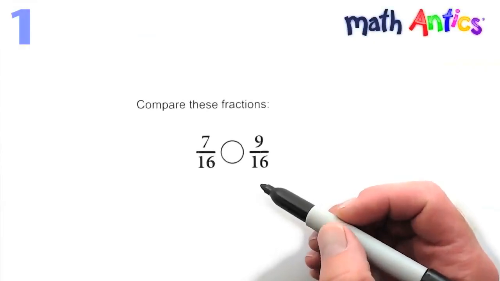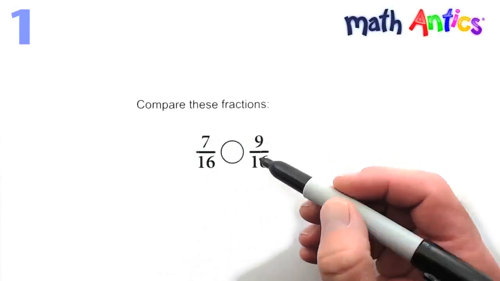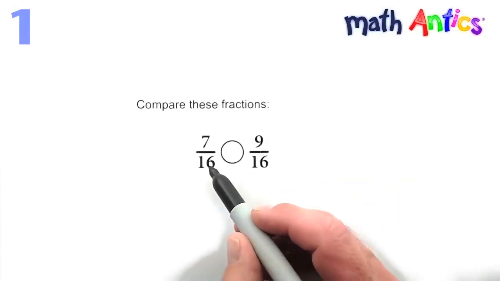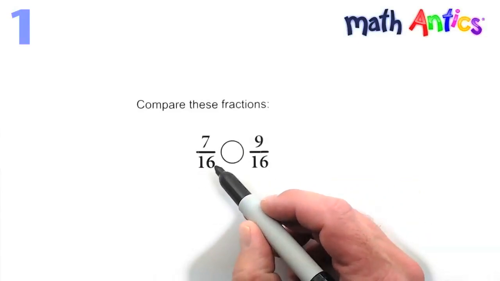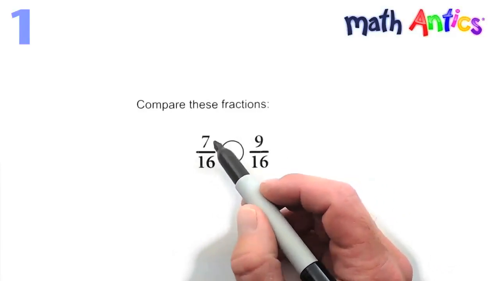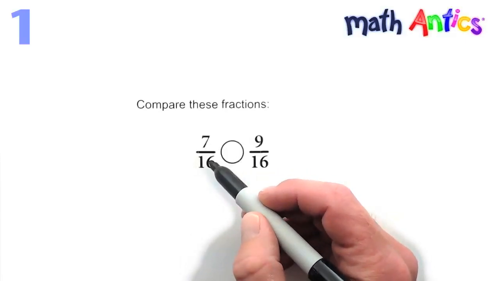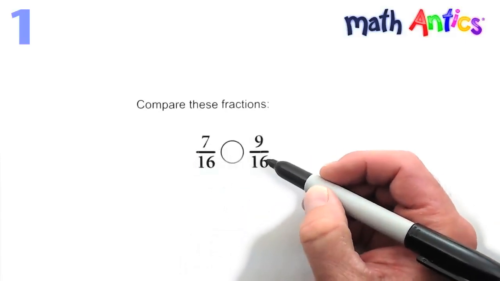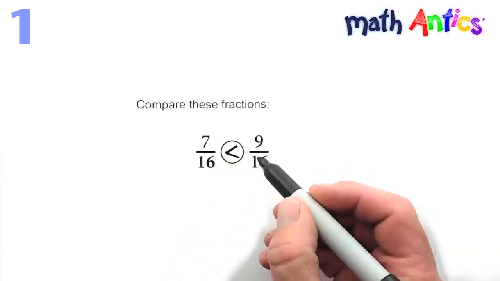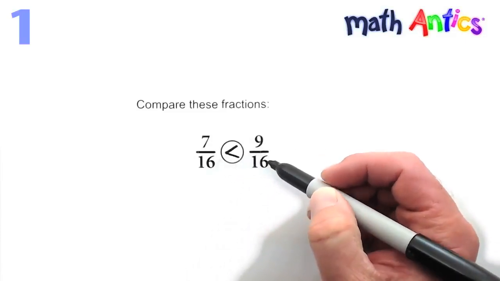For our first problem, we need to compare the fractions 7 over 16 and 9 over 16. Now these are like fractions, which is going to make the comparison really easy. Whenever you have like fractions where the bottom numbers are the same, to compare them, you just need to look at the top numbers, 7 and 9 in this case, because they're both sixteenths. This is 7 sixteenths, and this is 9 sixteenths. So we know that 9 is bigger than 7. So that means that 7 sixteenths is going to be less than 9 sixteenths.